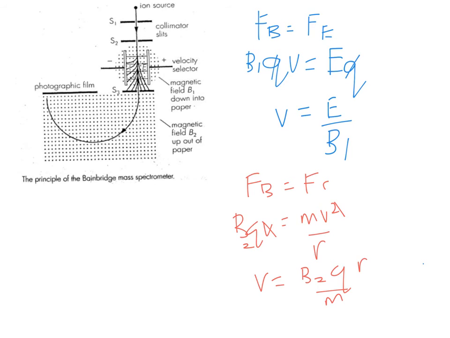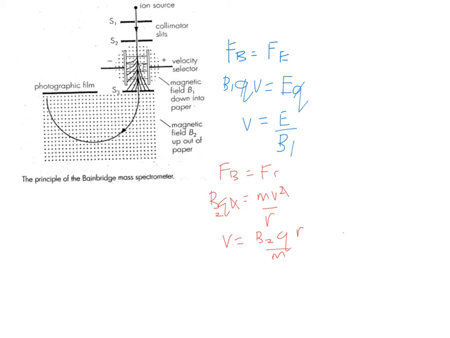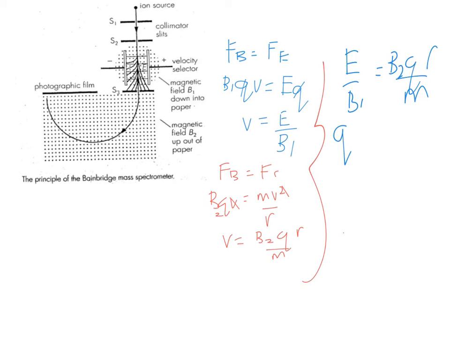Since both of these equations are in terms of v, we can combine them together. So by combining both these equations, what will I get? I will get E over B1 equals B2qr over m. So my specific charge, which is q over m, therefore will give me E over B1 B2 r. You will notice that different elements with different specific charge will end up with different values of radius. That means they will hit the photographic film at different positions. When they hit at different positions, the computer will see the r and then determine the specific charge.